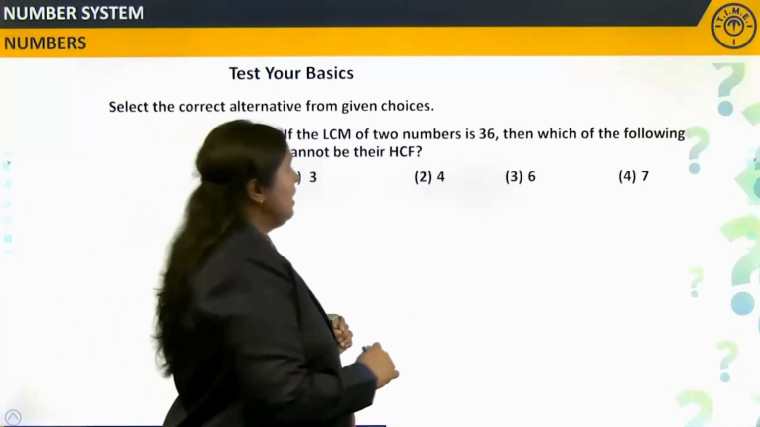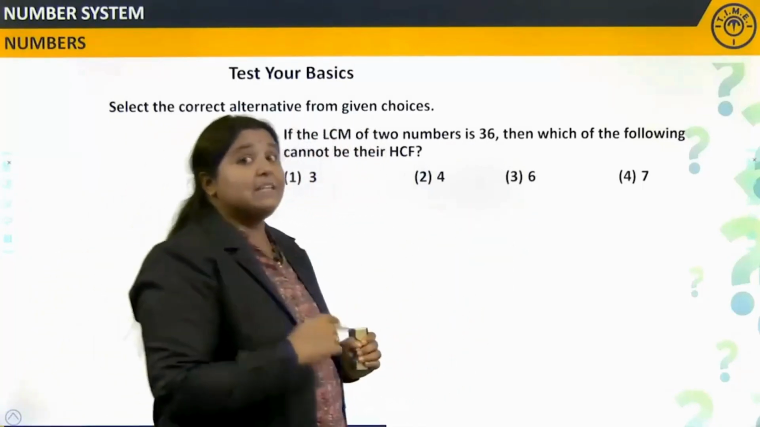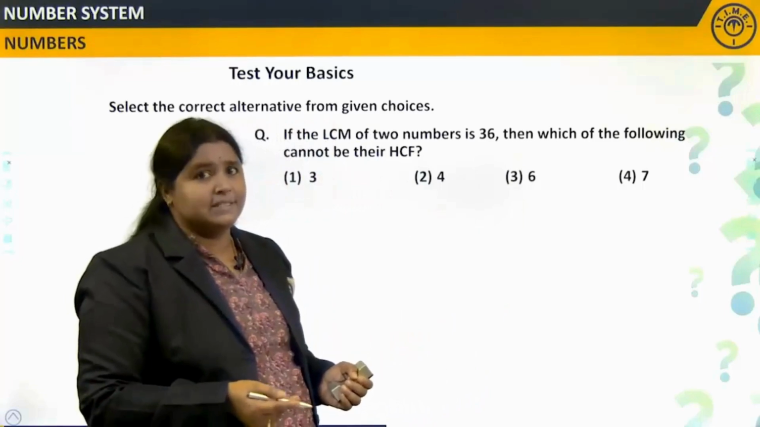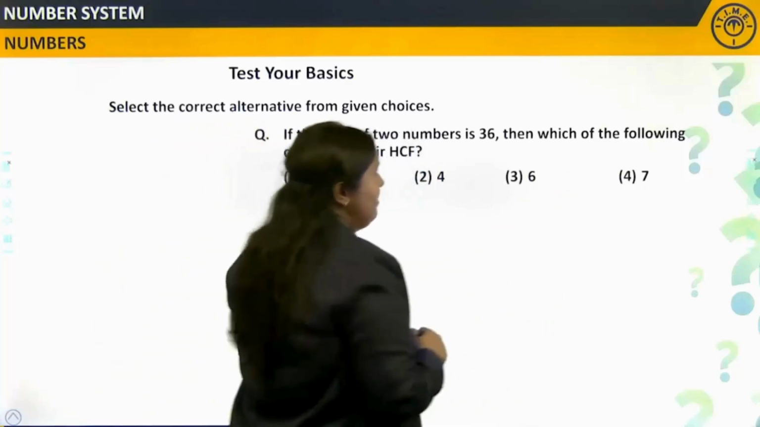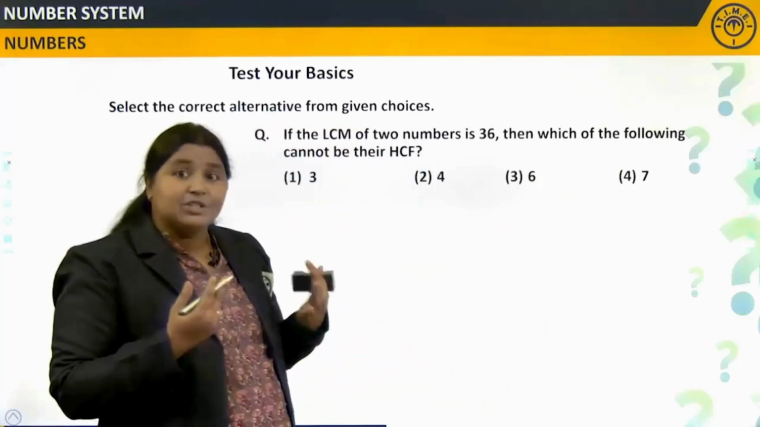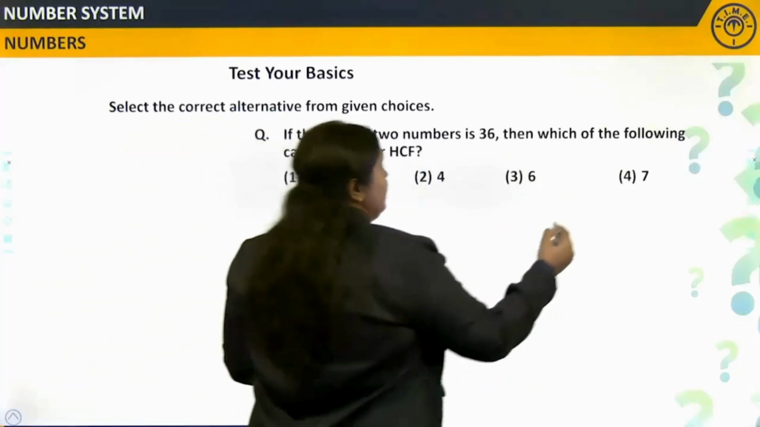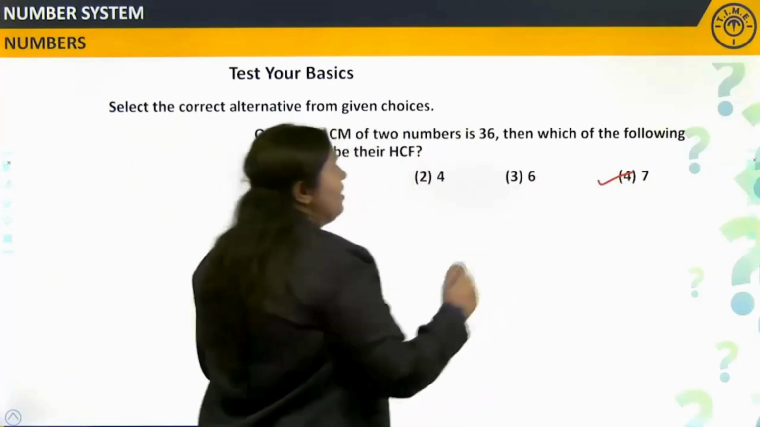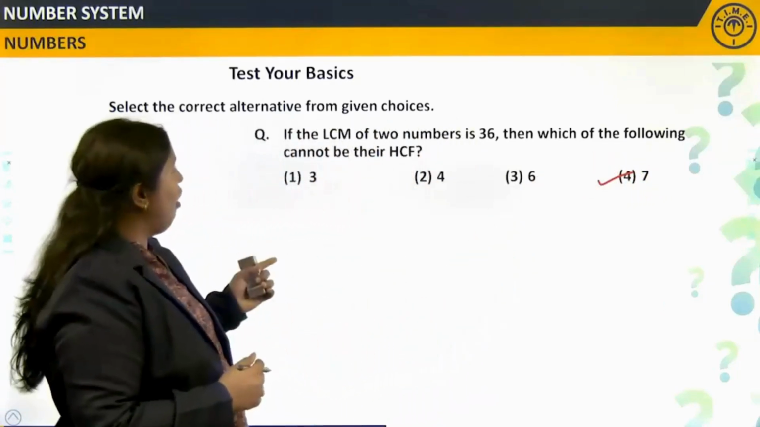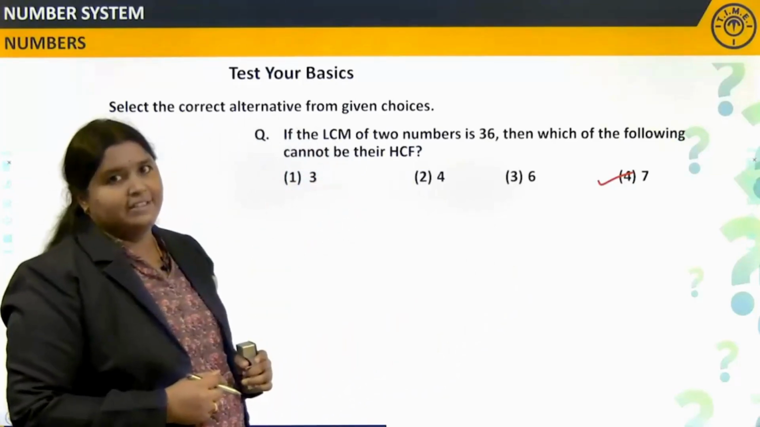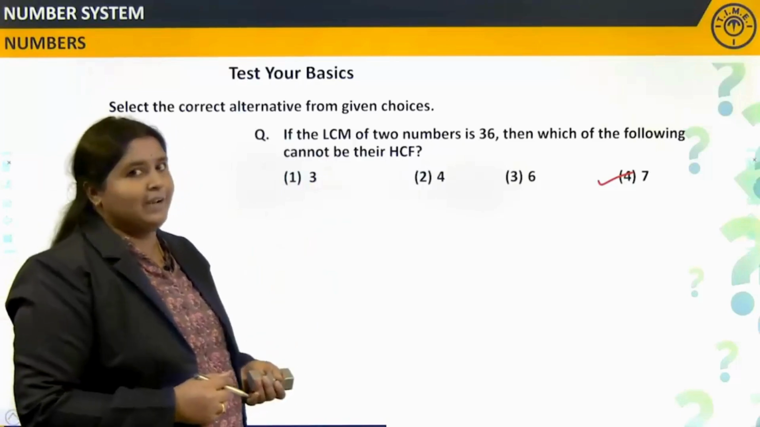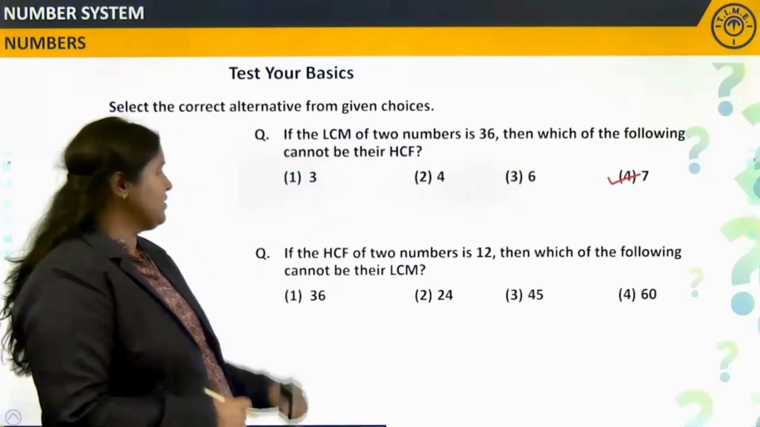Now, coming to 6. Is 6 a factor of 36? Yes. 6 6s are 36. What about 7? 7 is not a factor of 36, right? Therefore, 7 cannot be the HCF of the two numbers whose LCM is 36. I hope this is clear. Now, let's look at the next problem. Look at the next question.